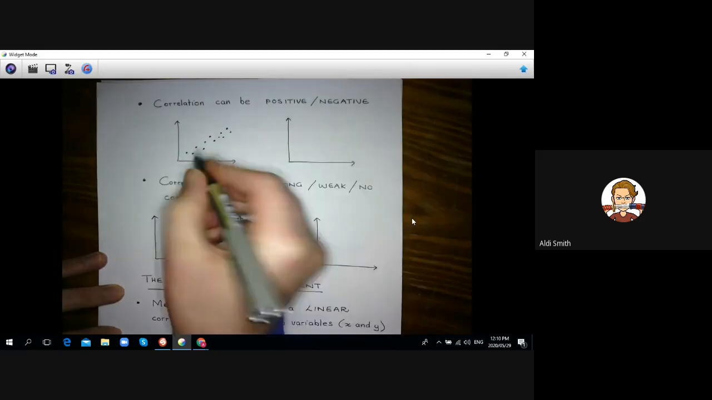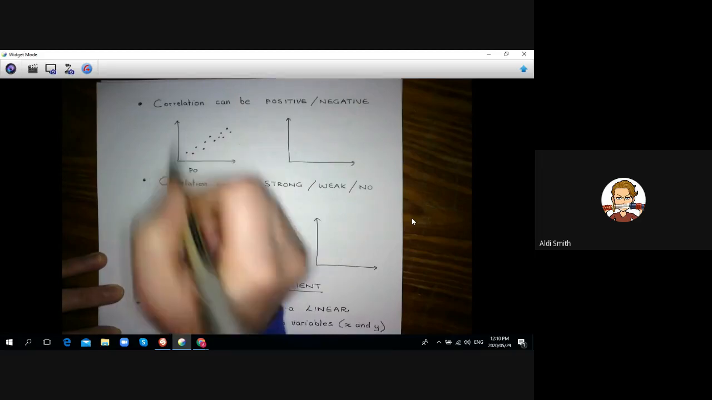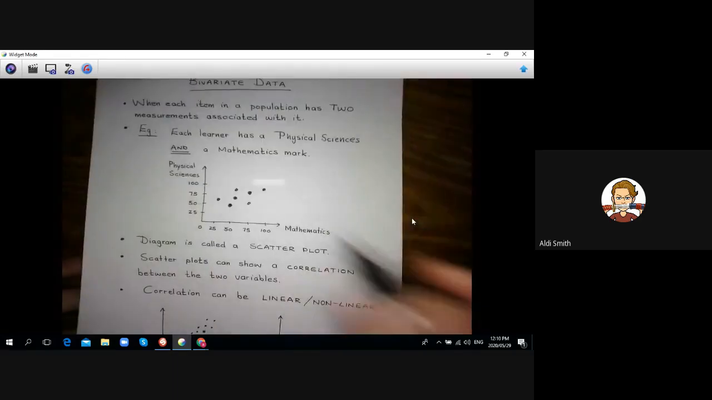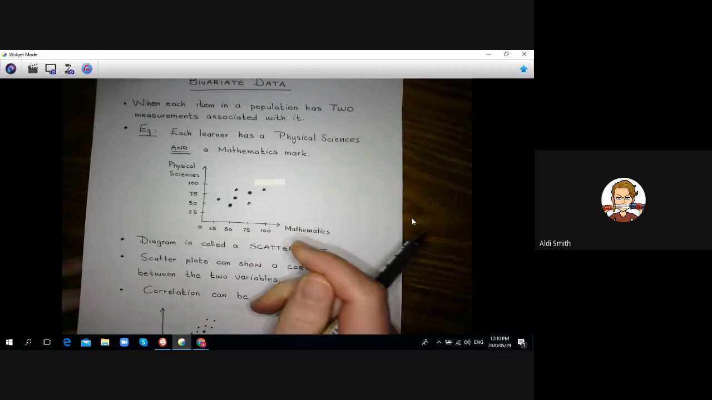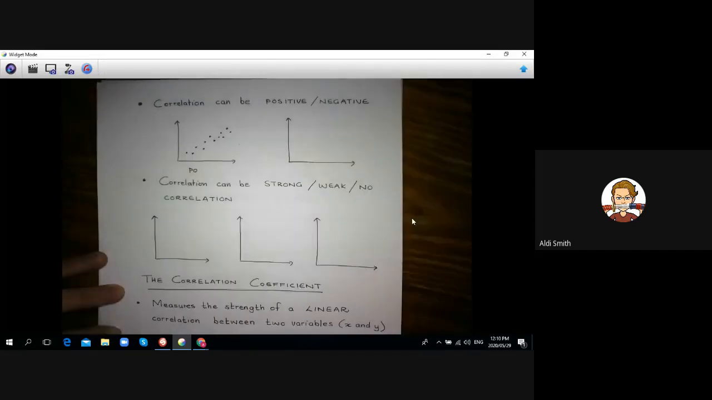So this is positive because as x increases, y increases. If you look at that very first example that I had over here, as the mathematics mark gets more, the physical sciences mark gets more. That is a positive correlation between the two variables. So this is positive.